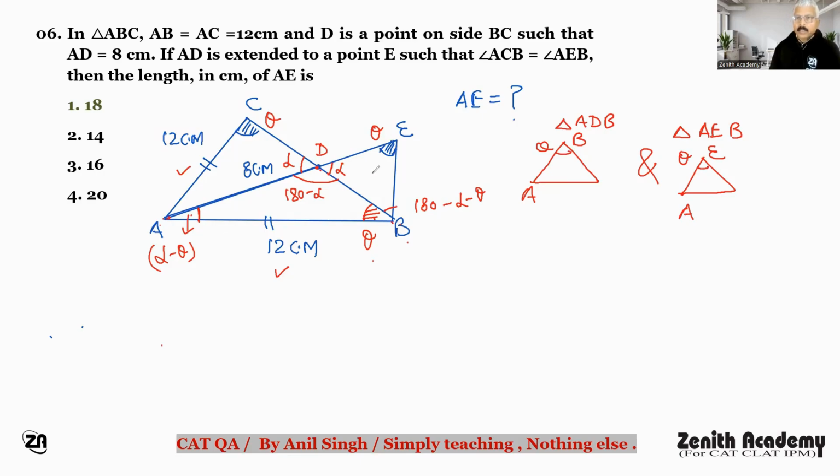And here angle D is 180 minus alpha. And here in triangle AEB, angle B is this. So it is theta plus 180 minus theta plus theta, theta cancels. So it is also 180 minus alpha.